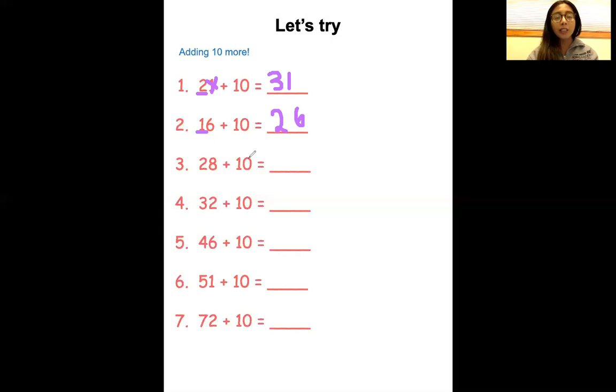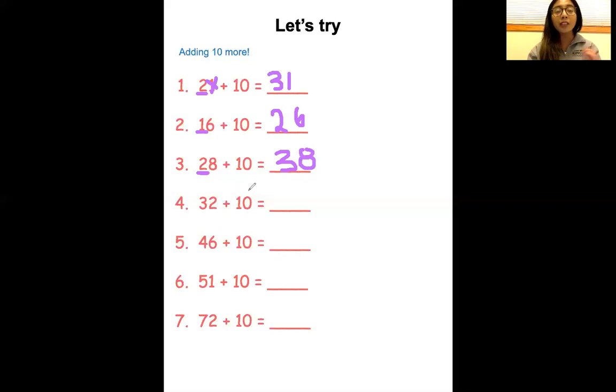28 plus 10. Again, only the ones place changes and I add one, the tens place changes, and I add one more to 2. So my answer is 38. Let's see if we can do the next one.